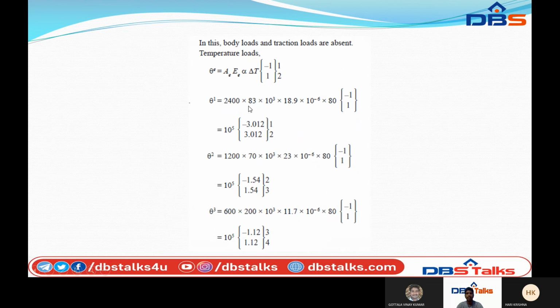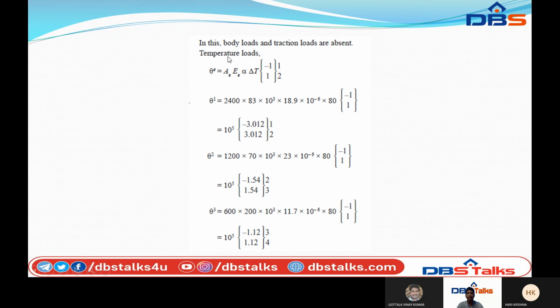After the global stiffness matrix, you have to calculate the body loads, traction loads, and temperature loads. Here they have given only point loads, not body loads and traction loads.